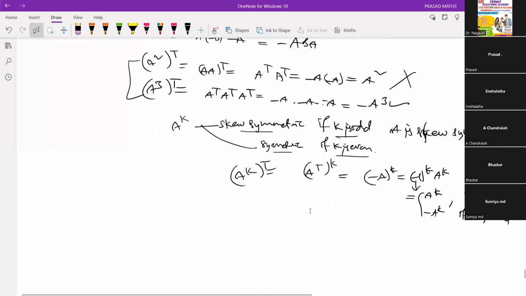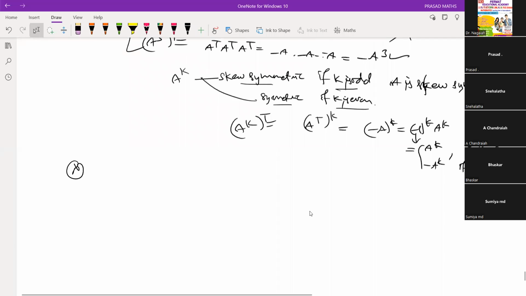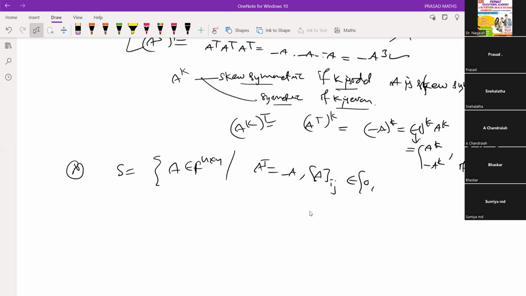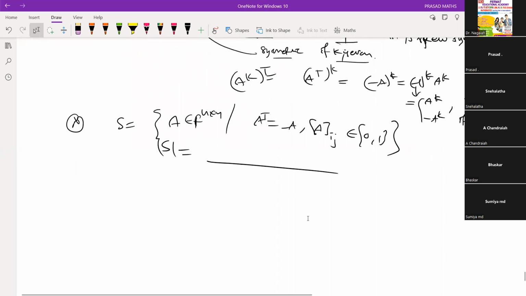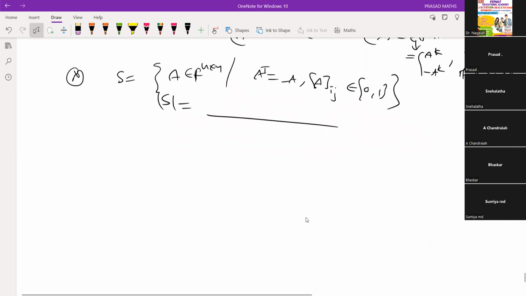Right. Next is same trick. We take S, which is equal to the set of all skew symmetric matrices of order n cross n such that A power T is equal to minus A, where each ij entry can be 0 or 1. Question is, what is the cardinality of this? Tell me. What is the cardinality of this? 2 power n into n minus 1 by 2. Right?